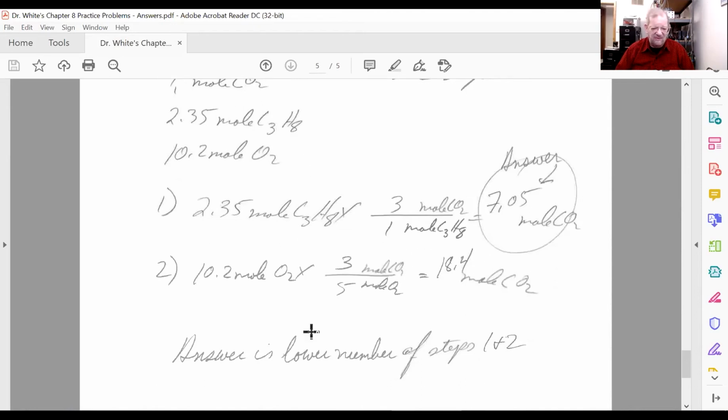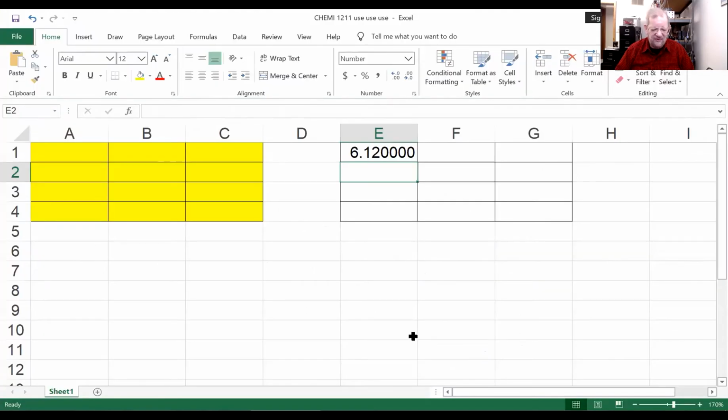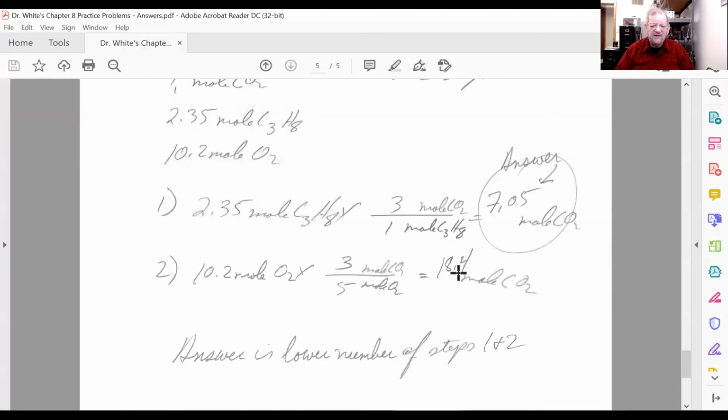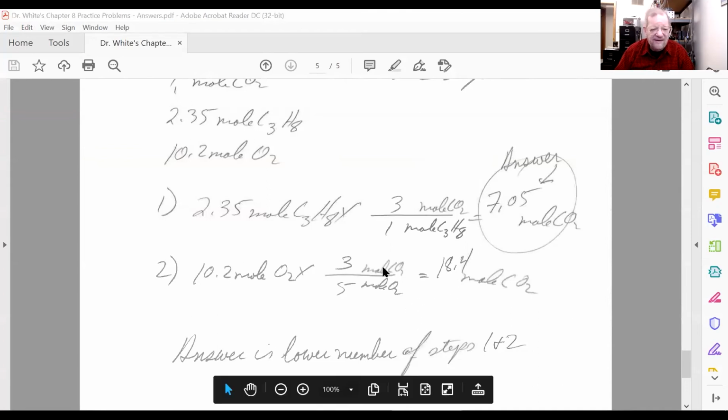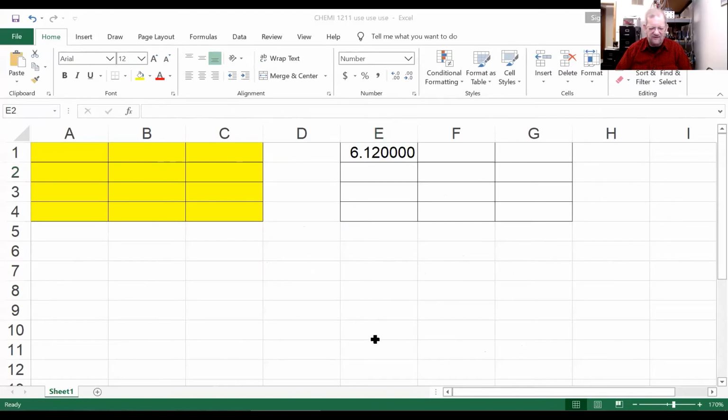Let me go back and look at my spreadsheet. That'd be 6.12. So for that problem, the correct answer would be this one, 6.02 or 12, whatever, hold on. 6.12.